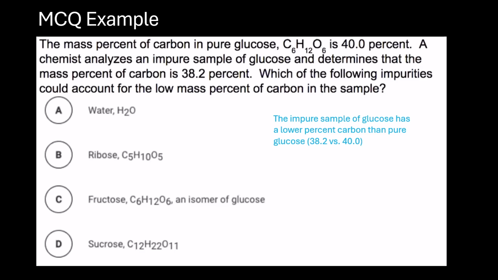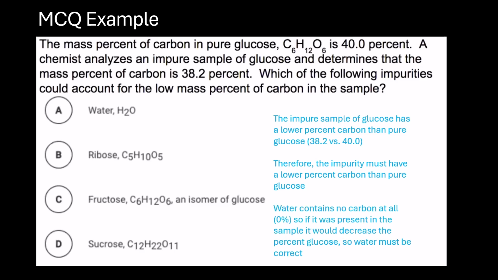The first thing that you need to see is that the impure sample of glucose has a lower percent carbon than pure glucose. It has a 38.2 versus the 40% of pure glucose. So what we know is that the answer choice has to have something lower percentage-wise than glucose in terms of carbon. And so right away, that's what I'm looking for. And so the impurity, again, has to have a lower percent carbon than pure glucose. Well, just looking at the answer choices, which one for sure has a lower percent carbon than pure glucose?